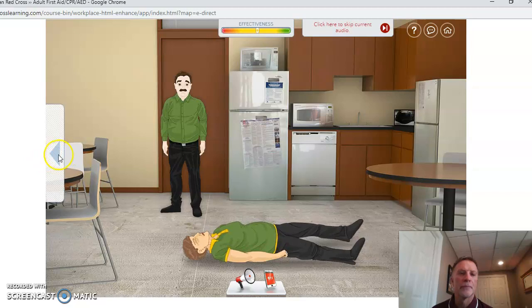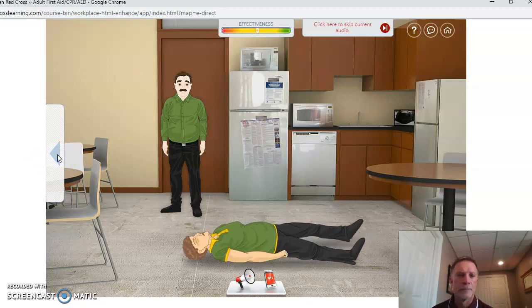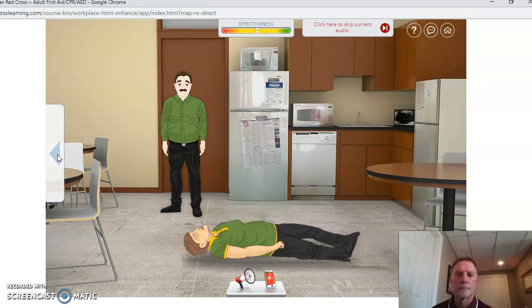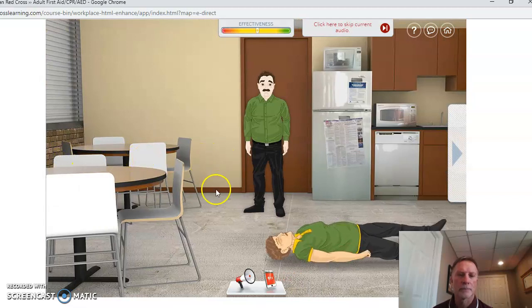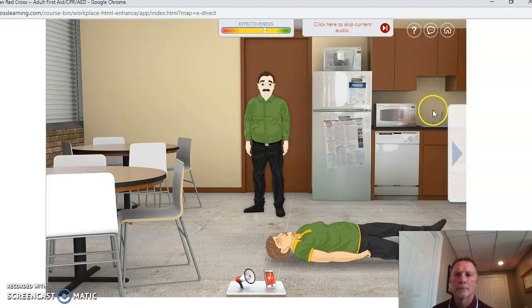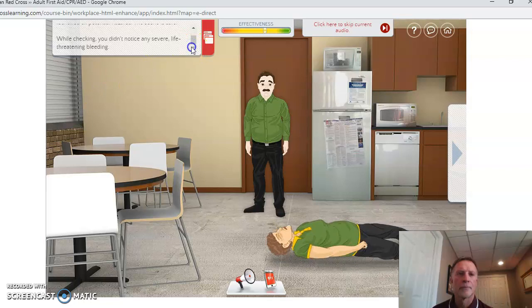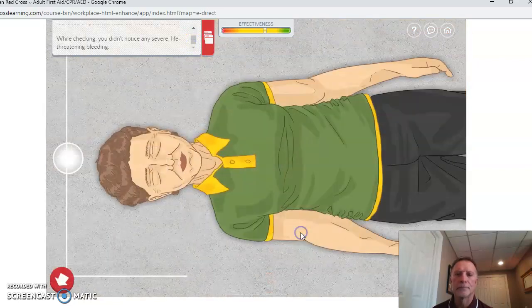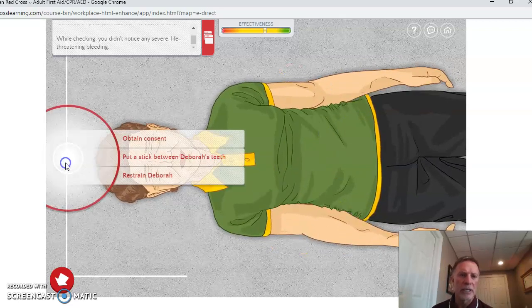When a person is suffering from a seizure, the best way to check the scene is to make sure there are no objects around that could injure the person during the seizure. If you're able to, remove any nearby furniture or other objects that may injure the person. Check over here. Everything looks okay. No apparent hazards. Good. You've checked the scene and identified all potential hazards. The scene is safe. While checking, you didn't notice any severe life-threatening bleeding. So we don't see any severe bleeding.